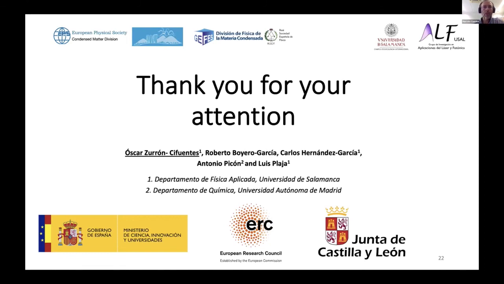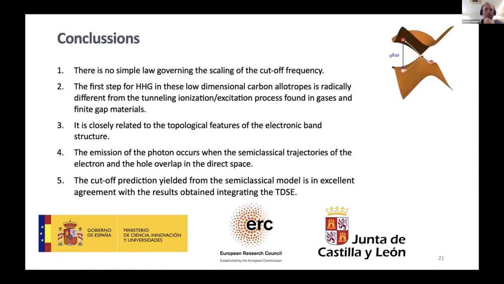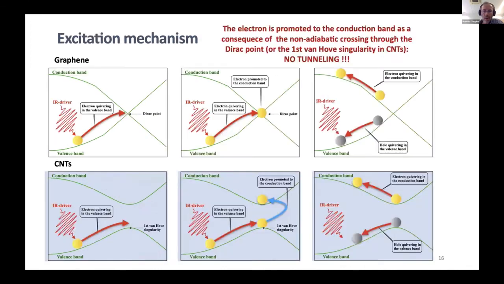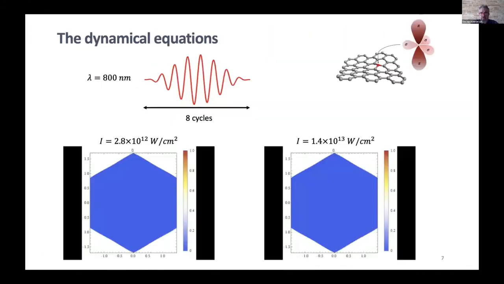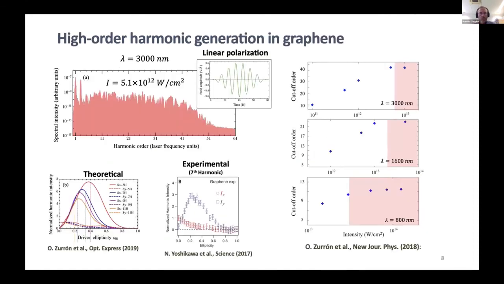So I have a question related to the intensity. So what is the maximum? You use 10 to 13, but are you reaching some damage threshold already, or is it theoretical only? What is the limitation of your model?